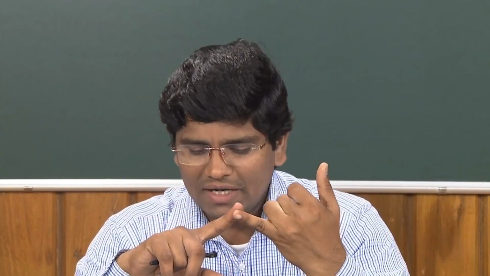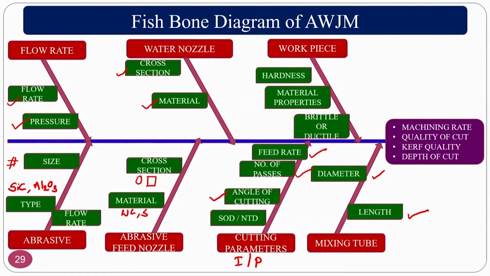In some of the papers whenever we review, some of the students write output parameters and other things. Be careful about the parameter and response. Okay. When I called flow rate, abrasives, abrasive feed nozzle, water nozzle, workpiece material properties, cutting parameters and mixing tube, these are all parameters. Parameters means what you can change, what the operator can play with. Responses means which you cannot play with. These are the things that come out, the outcome of the process.